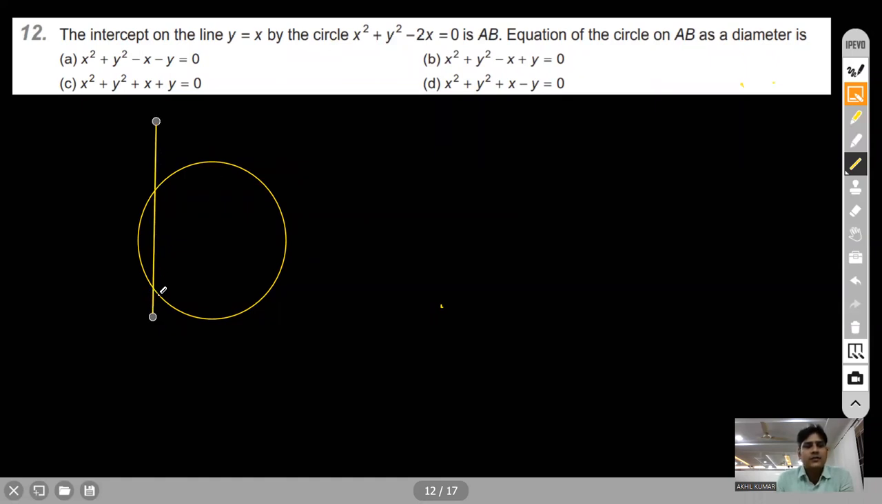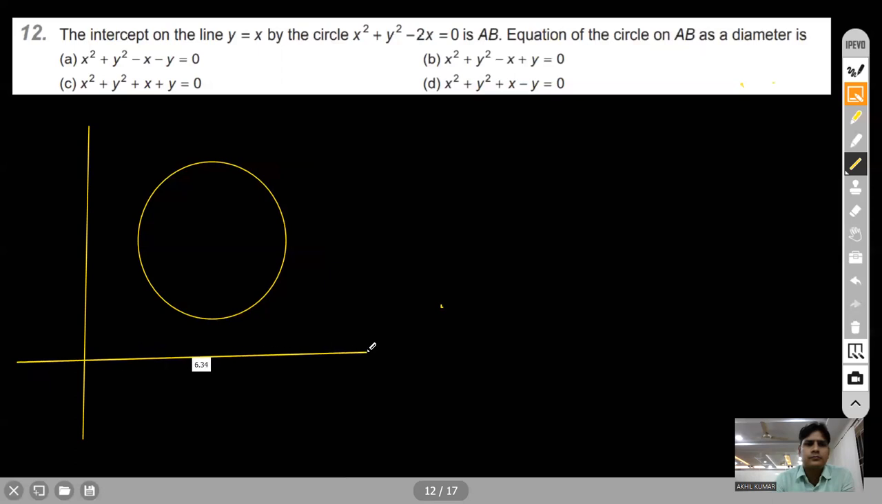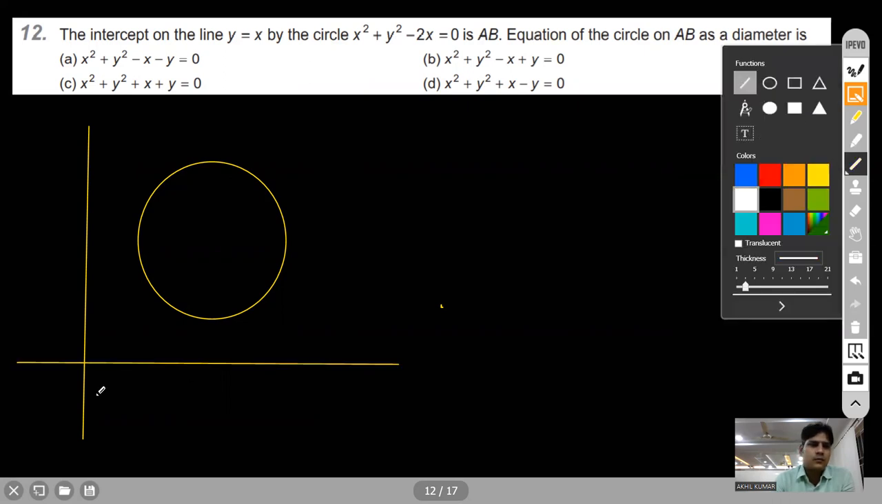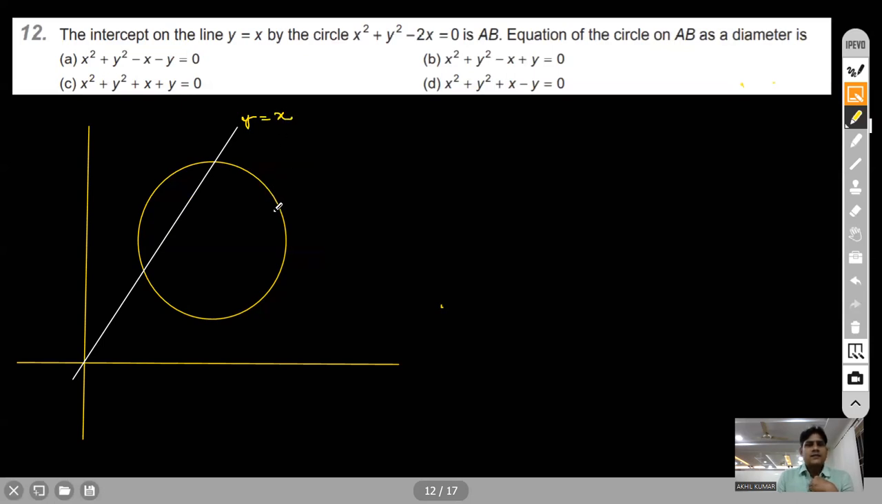Line, what it is saying, line y equal to x, no? Suppose we are taking this line y equal to x. This line is y equal to x. And this is the circle. So the intercept on the line y equal to x by the circle x square plus y square minus 2x equal to 0 is AB. Right? This is AB actually.